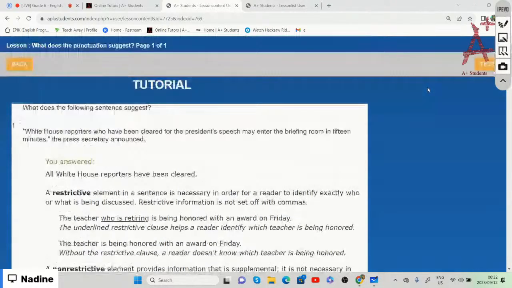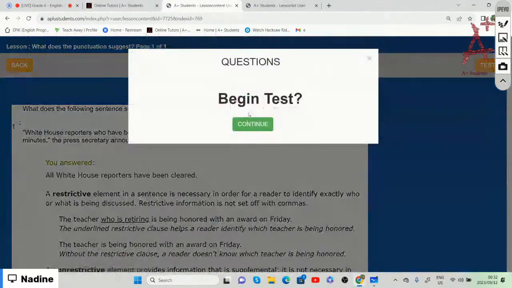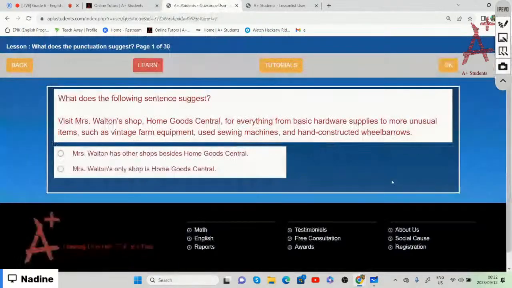All right, so now we're going to begin our test. What does the following sentence suggest? We need to say what the sentence suggests.